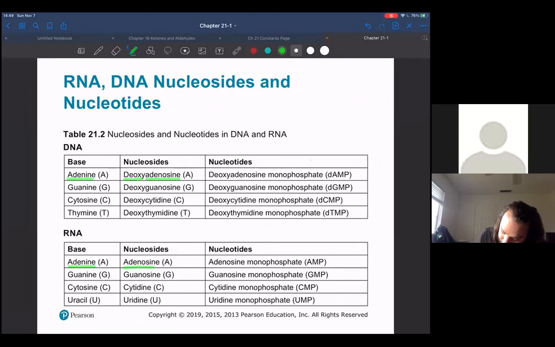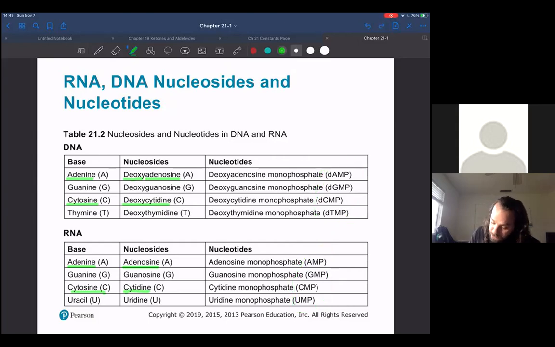If it's in RNA, it's just adenosine, whereas cytosine becomes cytidine or deoxycytidine. I'm not going to worry too much about those endings. What I think is really important is the 3-letter abbreviations. These are the 3-letter abbreviations for our nucleotides.